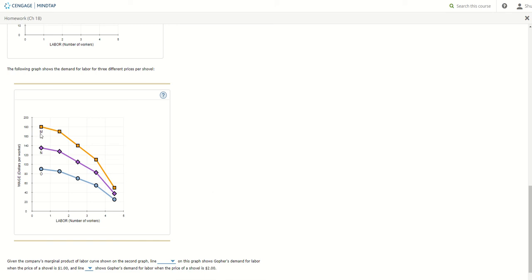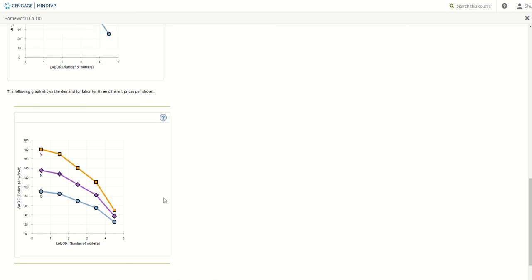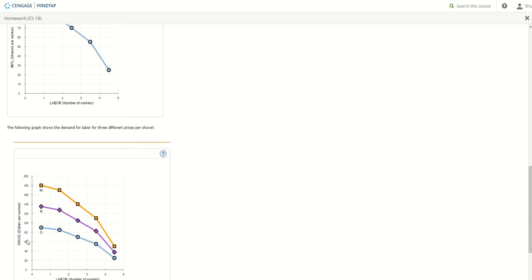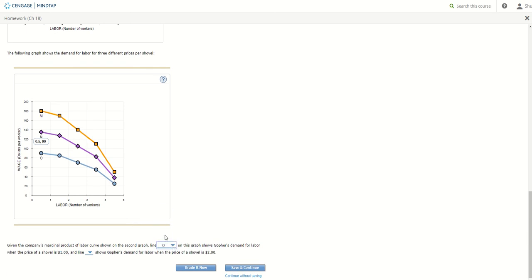Okay, so we have different demand curves here. The question says, given the company's marginal product of labor curve shown on the second graph, this one right here, which one represents the graph of Golfer's demand for labor when the price of a shovel is $1? So take $1 times 90, and that should be 90, right? So if you look at the graph here, it looks like only O shows a 90, so that is our answer. Okay, so the O one is our demand curve whenever the price is $1.